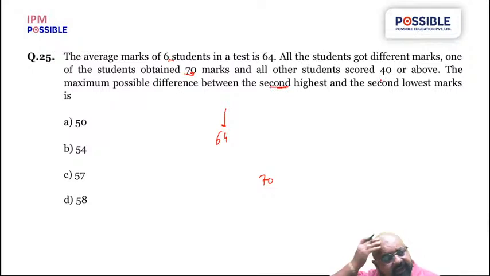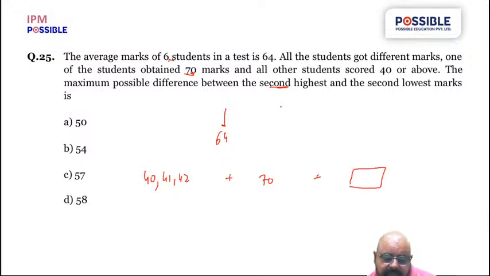So first of all, I reduce the marks of the number of people that I have and take 2 people to have a high score. So the minimum possible scores would be 40 and above. 40, 41 and 42. So this takes care of 3 people. One of them has scored 70, and then I would have 2 people remaining, right? Now 6 people getting an average of 64 would mean a total of 6 6s are 36, 6 4s are 24. 384 marks, out of which 40, 41 and 42, that is 123 is done here, 70 is done here, so 193.